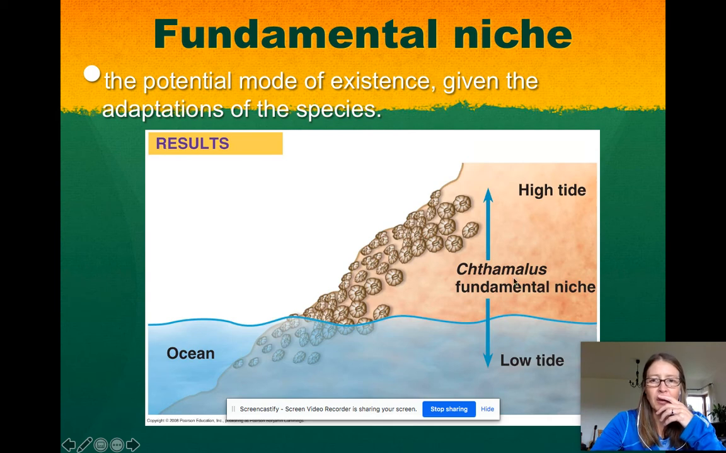So this is an example of the Chthamalus barnacle. And this barnacle could exist all the way from low tide to high tide regions on a rock in an intertidal zone. And this is if it's all by itself, there's nothing competing with it, and it is capable of living from here to here to be able to exploit all those resources.